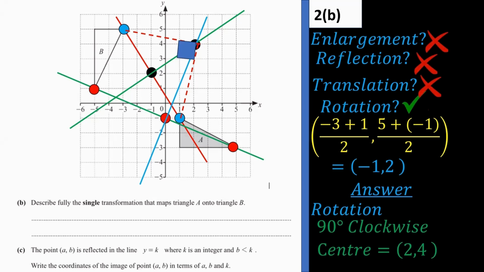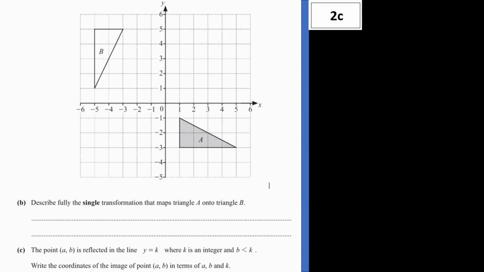Please replay this until you fully understand this concept, all right? It holds for all transformations. Of course, you can also try out the use of tracing paper. You either use the bisection method or use the tracing paper, trying out points around the neighborhood of the object and the image. Let's proceed to the next question.